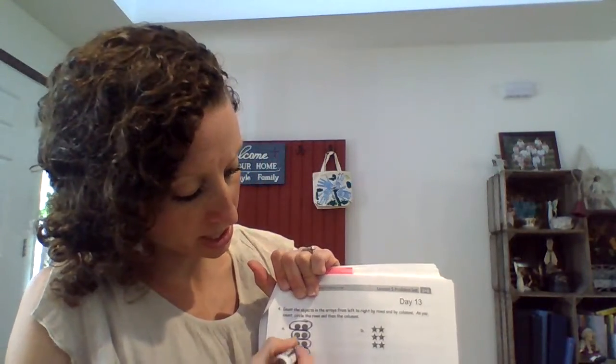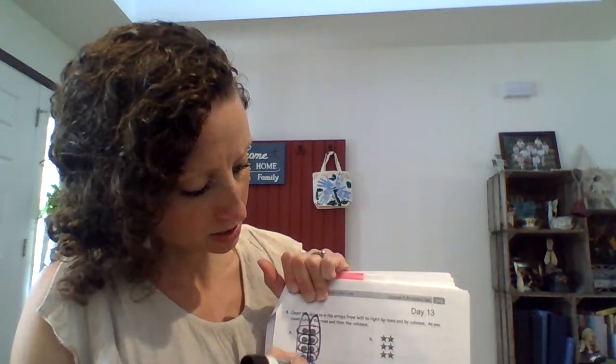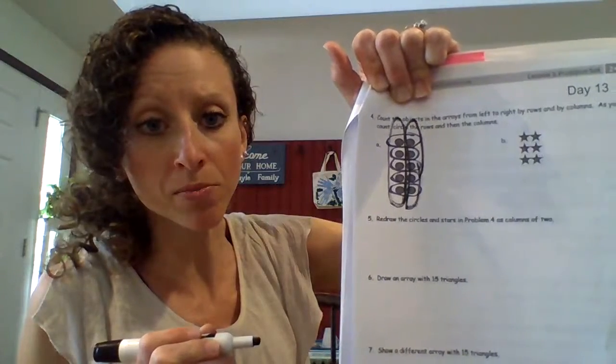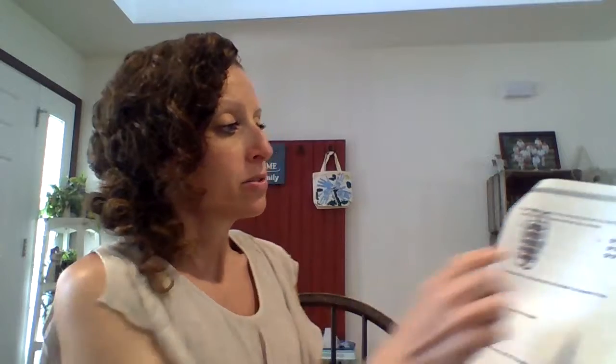Now columns go up and down, so I'm going to go like this. Column, column. I want you to start by doing that with your two different colors. When I check your packets, the colors will help me to see that you knew rows and columns, okay? Colors help. Do the same thing with your stars, okay?